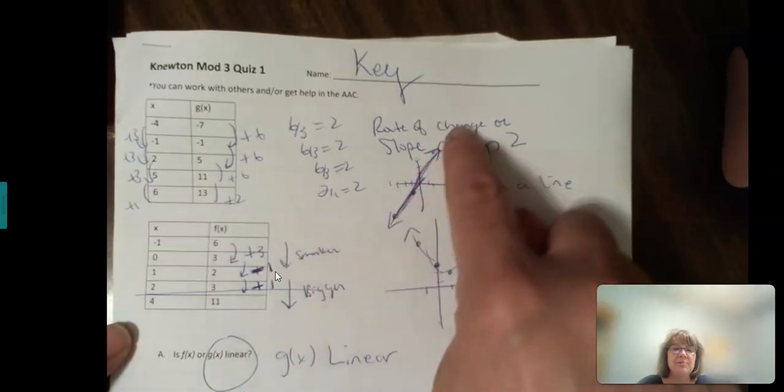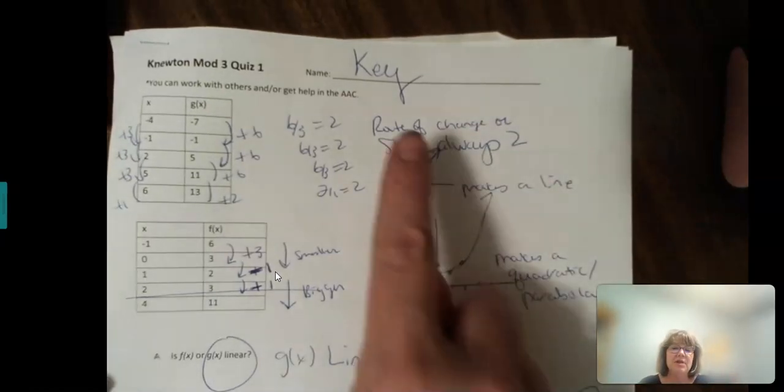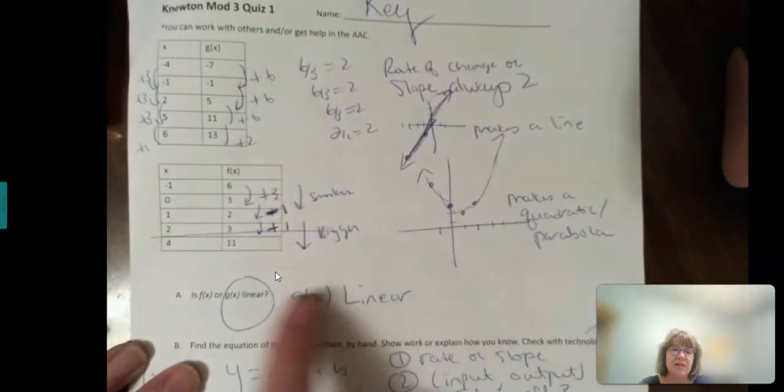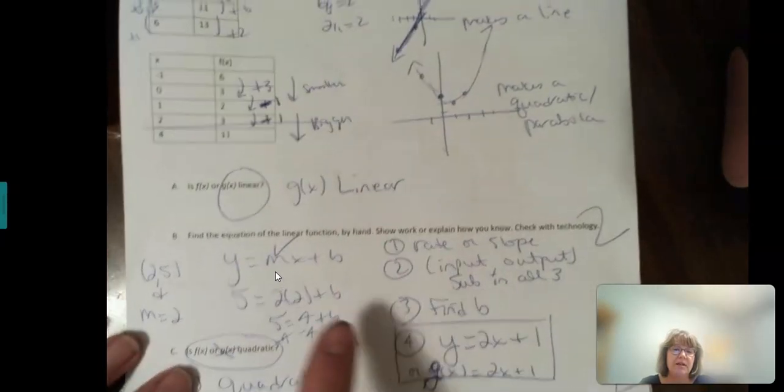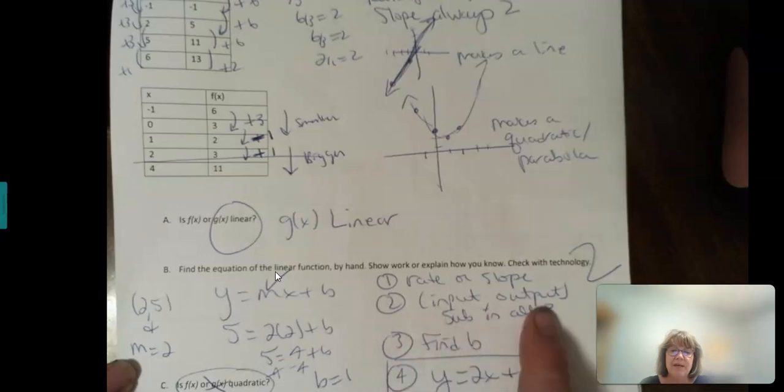The other thing you could do is plot the points. If it makes a line, it's linear, right? So this one is linear, okay? So down here, I say it's linear. Linear is when you do y equals mx plus b. So I put the steps over here. You find the slope. I did that up here. It's 2. Sub in an input and output.